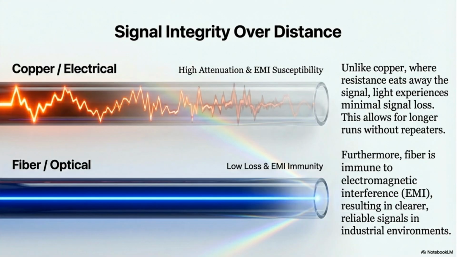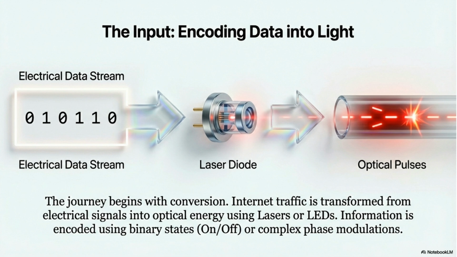In copper cables, signal attenuation and electromagnetic interference are high. Fiber optics, however, show minimal signal loss and are immune to EMI, providing clearer, more reliable signals over longer distances without repeaters. The process begins by converting the electrical data stream into optical pulses using lasers or LEDs. Information is encoded using binary states or complex phase modulations, ready for transmission.